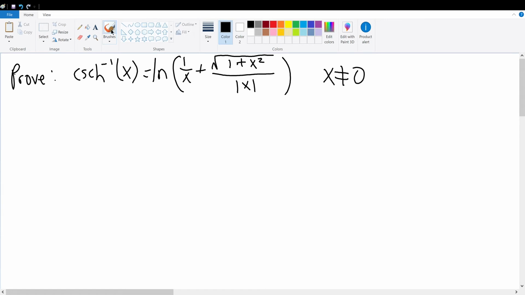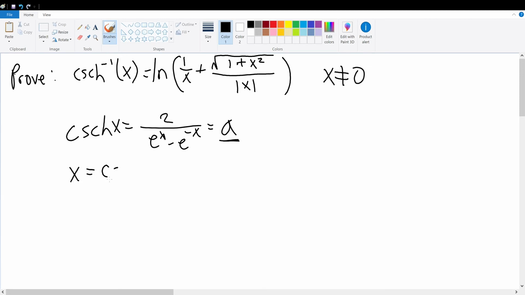For starters, we know the definition of the hyperbolic cosecant of x to be equal to the reciprocal of the hyperbolic secant of x, which is equal to 2 over e to the x minus e to the negative x, which I'm going to be setting equal to the variable a. Therefore, by definition, we can find the variable x through the arc hyperbolic cosecant of this variable a, defined as 2 over e to the x minus e to the negative x.